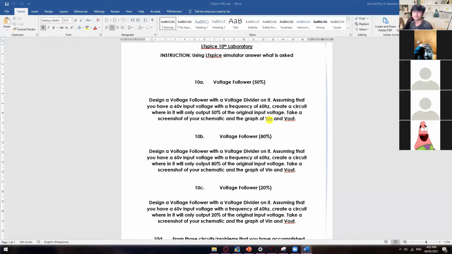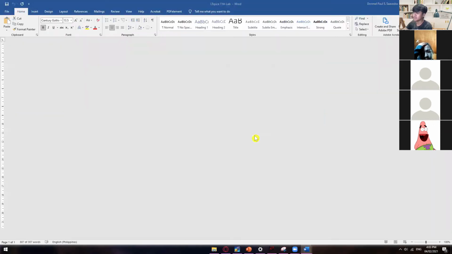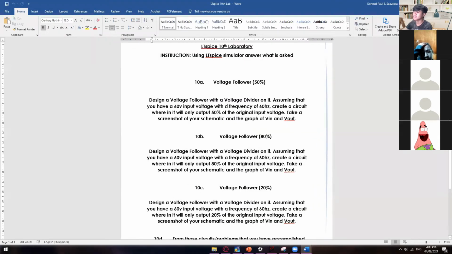I'm not understanding the role of that percentages. How are we implementing percentages? Because you're the one who's going to create the circuit, right, Mr. Pacific? Yes. And in creating that circuit, of course, you're going to have a voltage divider, as I mentioned on the instruction. So voltage follower with a voltage divider on it.